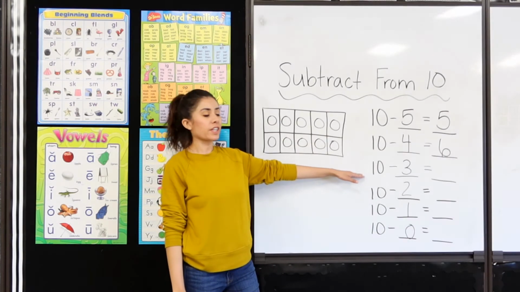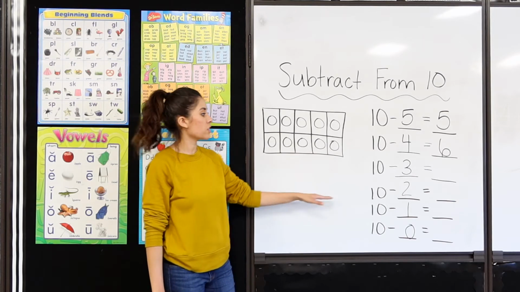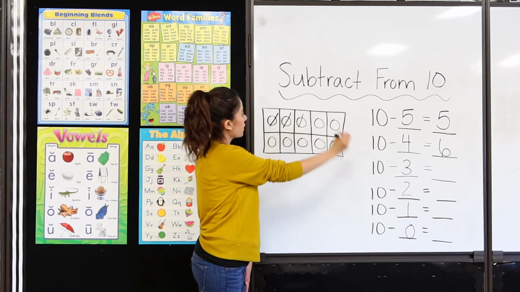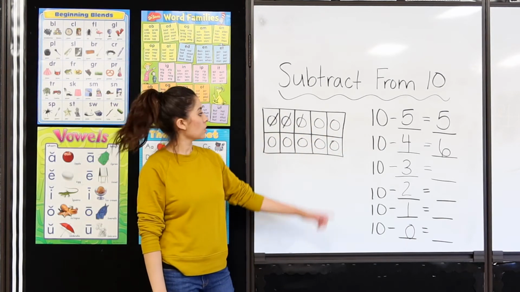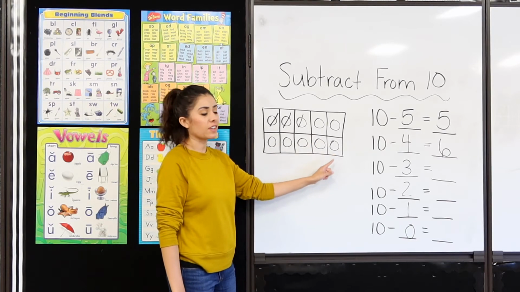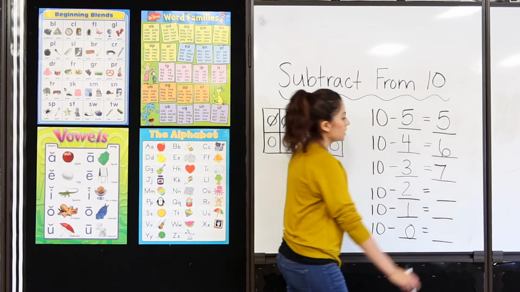10 minus 3. I have 10 counters in my tens frame. Let's go ahead and cross off the 3 that we are subtracting. 1, 2, 3. How many do I have left? 1, 2, 3, 4, 5, 6, 7. 10 minus 3 equals 7.